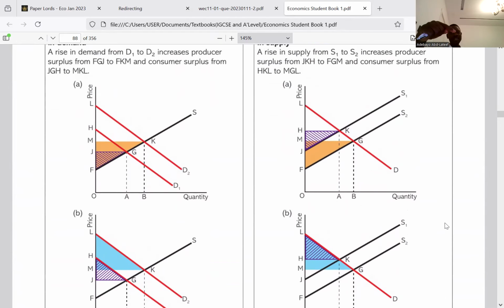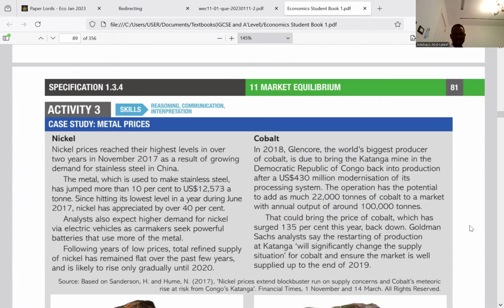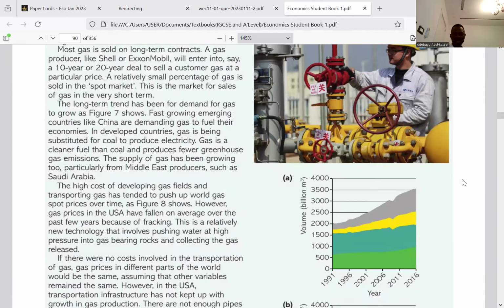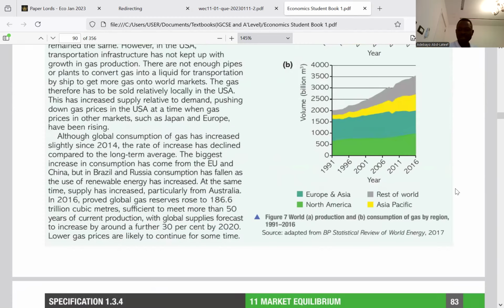While a fall in demand will bring about a fall in both producer surplus and consumer surplus. A fall in supply will bring about a fall in both producer surplus and consumer surplus. I think it's clear. Any question about that? So that's about demand and supply. Hold on, please.